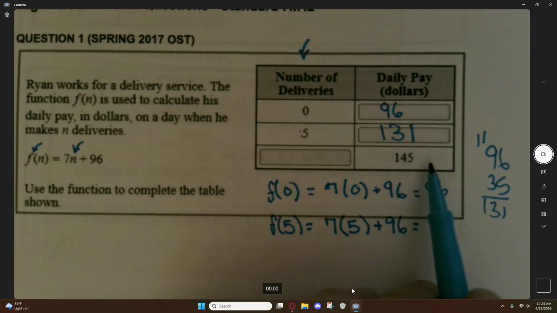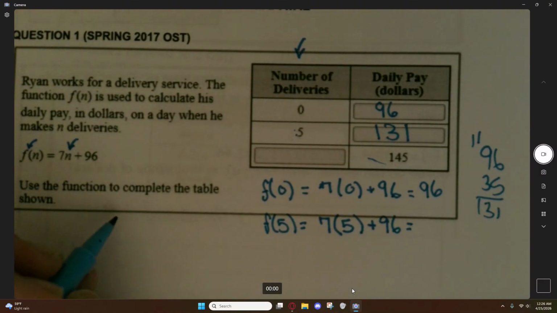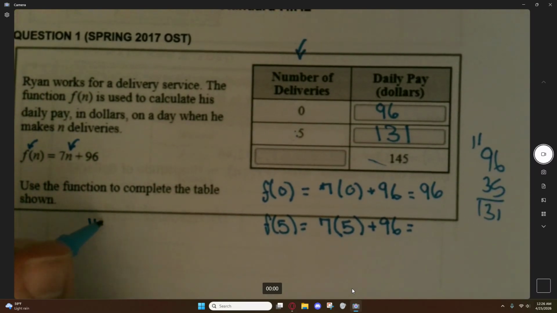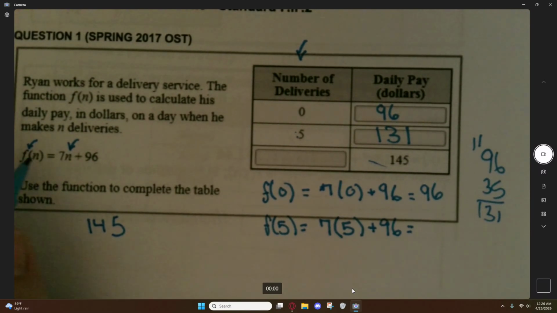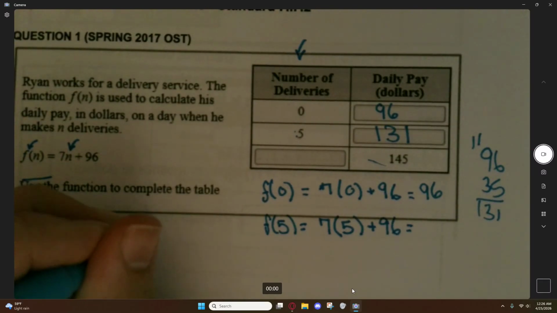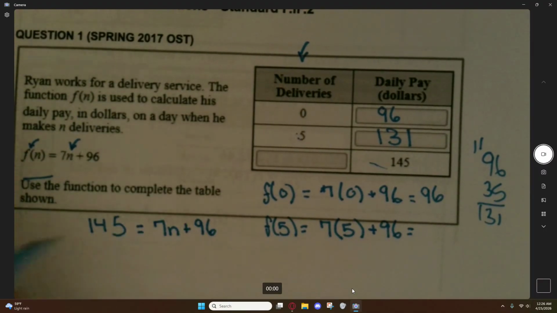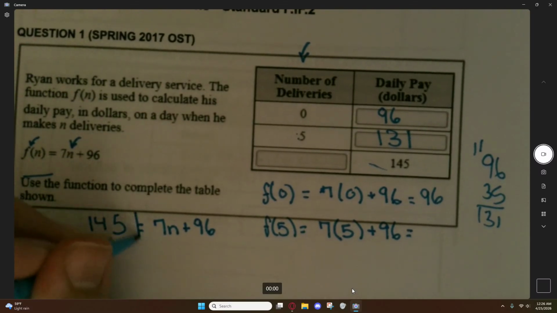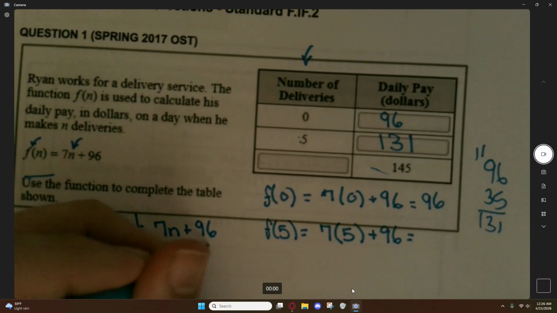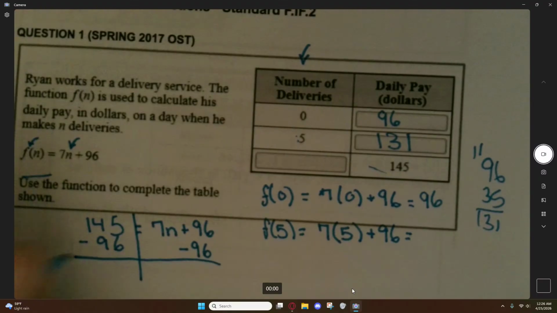And then in this one, they give you the amount he's paid, and you have to figure out how many deliveries he makes. So for that, we're going to take out f of n and put in 145, because remember, we said f of n represents how much money he makes. Put in 145, and then go 7n plus 96. And we're going to solve for n. To solve for n, you subtract 96 from both sides because we're trying to get n by itself.